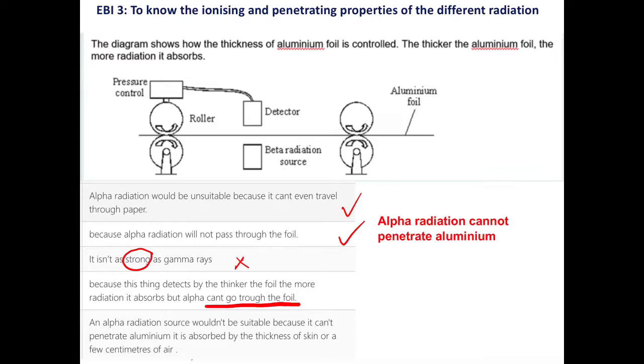Now the following question was a similar question, but it was asking why gamma rays would not be appropriate to use in this control system. And the reason for that is that gamma rays will just pass straight through it. It won't be absorbed. Unlike the beta radiation, which will be absorbed and stopped by the aluminium foil. Gamma rays will go straight through, and alpha radiation will just be stopped by it. So let's explore more on the properties of these different types of radiation.